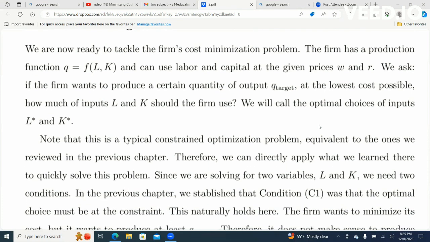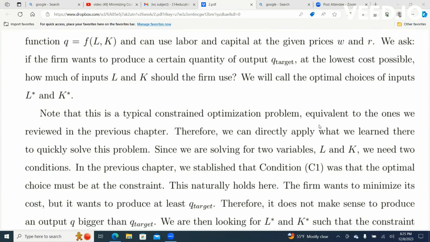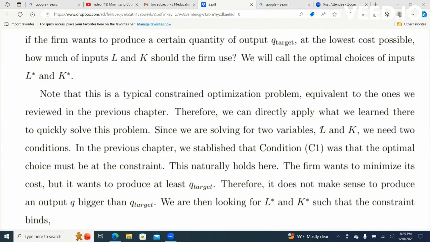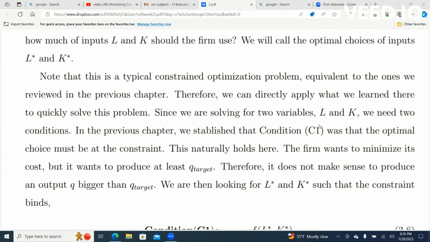The firm has a production function, we know that, and can use labor and capital at the given prices W and R. We ask if the firm wants to produce a certain quantity of output Q target at the lowest cost possible. How much of inputs L and K should the firm use? We will call the optimal choices of inputs L star and K star. So those are just the values such that we reach the Q target and at the minimal cost.